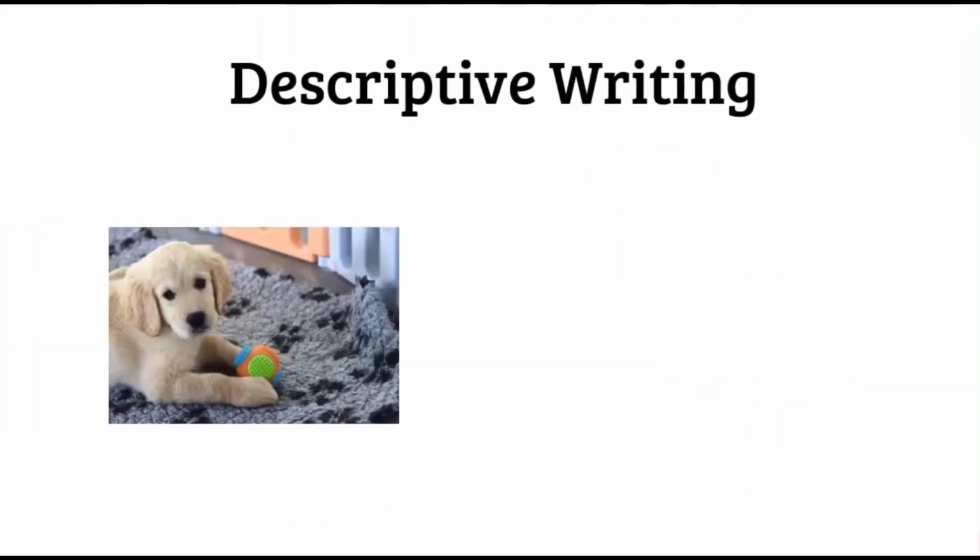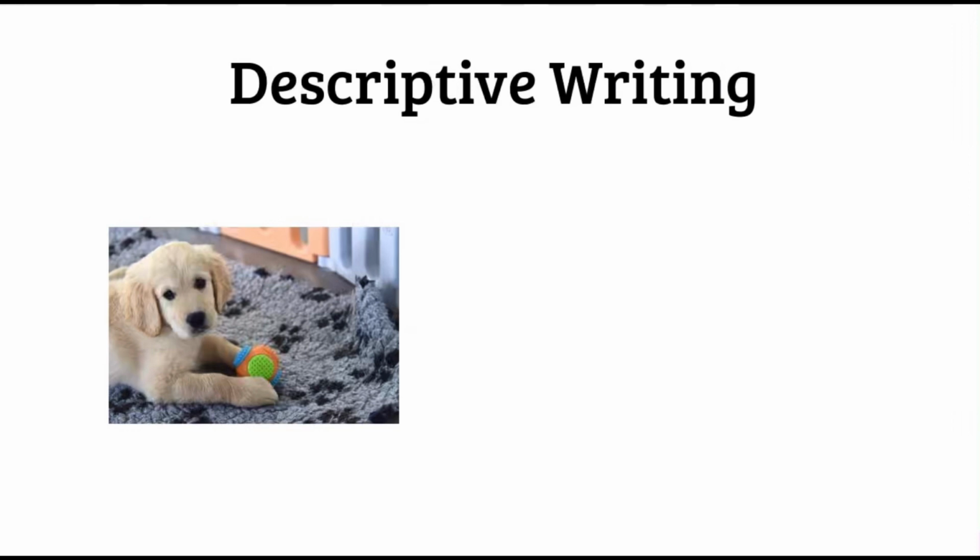Let's go and have a look at what we're learning about today. In this lesson, we're going to look at descriptive writing. By now, you should know the basics of how to use different types of punctuation, conjunctions, nouns and verbs, and sentence openers in your sentences.